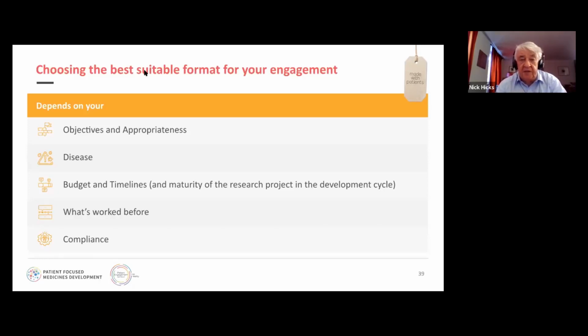Identify the particular type of project or methodology which is relevant to where you are in the research cycle. Some may be more relevant at the very early stages. For example, in-depth one-to-one patient interviews can be very useful at this stage rather than later on. And also consider what's worked before. There's no point in reinventing the wheel. Can I have the next slide, please?